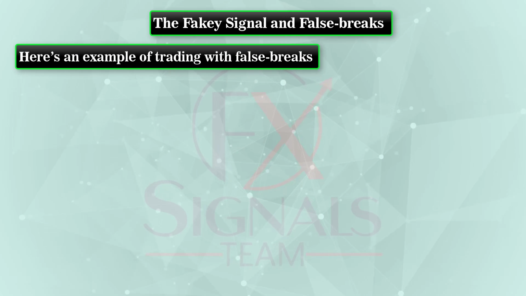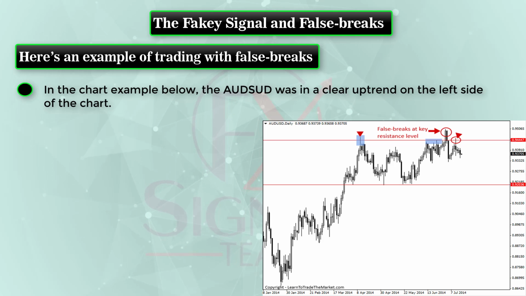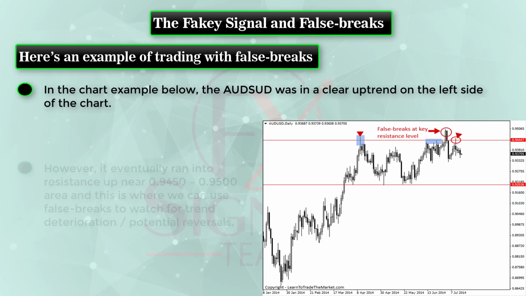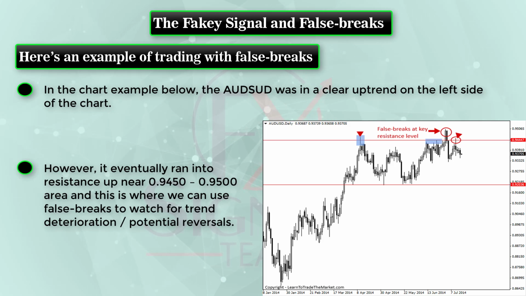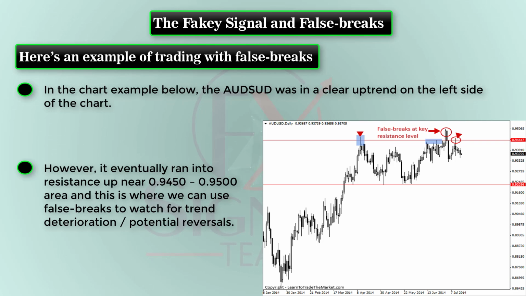Here's an example of trading with false breaks. In the chart example below, the AUD-USD was in a clear uptrend on the left side of the chart. However, it eventually ran into resistance up near 0.9450 to 0.9500 area, and this is where we can use false breaks to watch for trend deterioration or potential reversals.